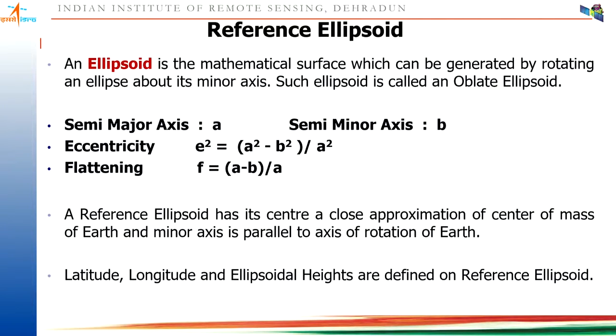If you take b equals a, then a square minus a square will be 0, divided by a square. So e will be 0 when b equals a. So b equals a is the case when it is a circle. So in the circle case, the eccentricity will be 0. In the sphere case, it will be 0. But when it comes to the ellipse, it will lie between 0 and 1, when you estimate it.